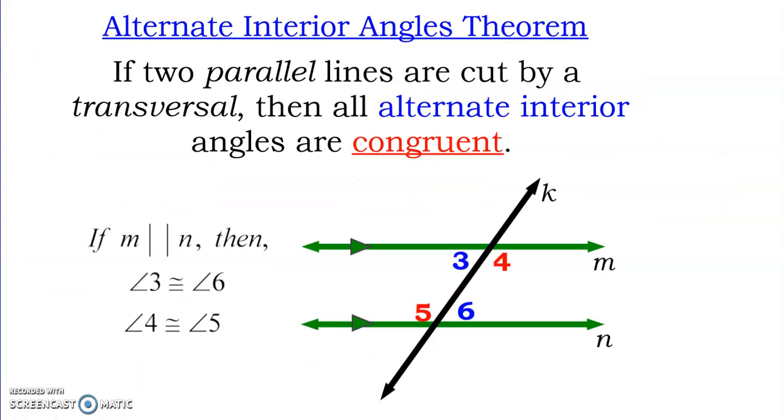Now we also know that alternate interior angles are congruent if the two lines are parallel. So for example, here's my inside angles, right? Inside the two lines, here's my interior angles. So 3 and 6 are alternate interior angles, 4 and 5 are alternate interior angles. And since the lines are parallel, then they are congruent.